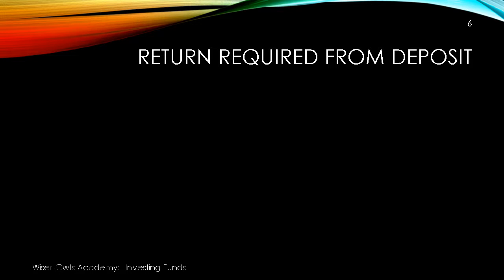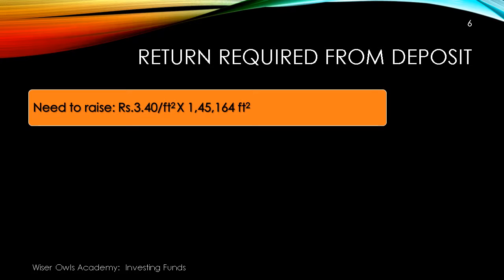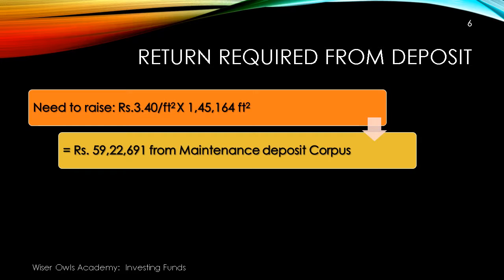That gives us an idea as to how much we need to raise from the maintenance deposit corpus that has been collected by the builder at the rate of 3 lakh rupees per flat owner. First of all, we must understand that in order to raise 3 rupees and 40 paisa per square foot, we multiply that by the total carpet area, and we get this number 59,22,691, which is the return we must get on the corpus of the maintenance deposit.